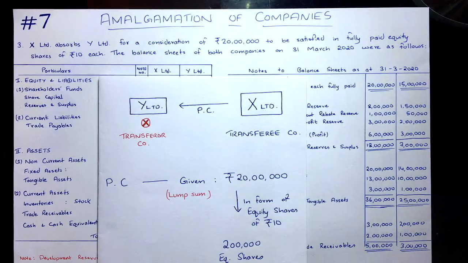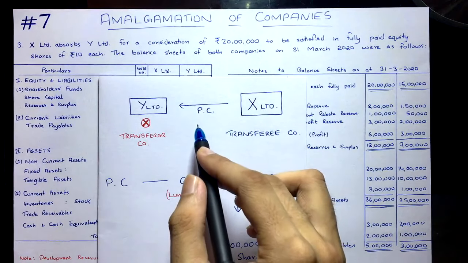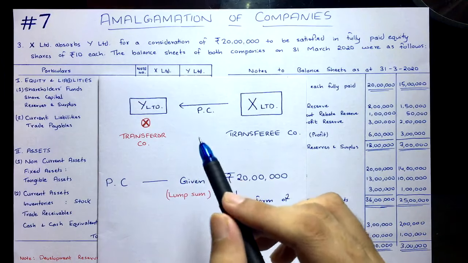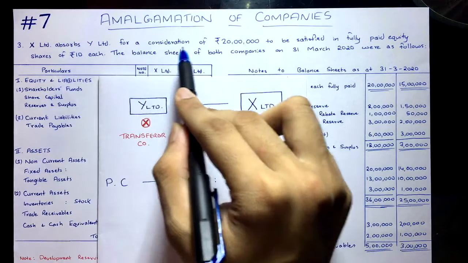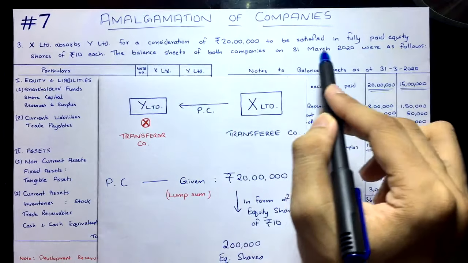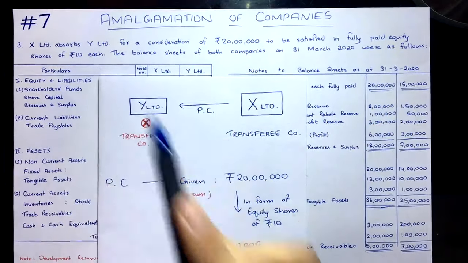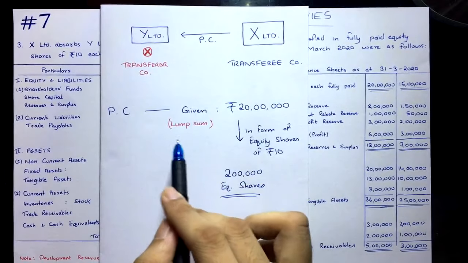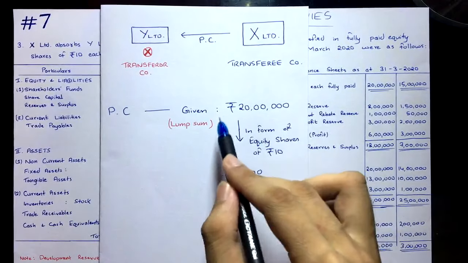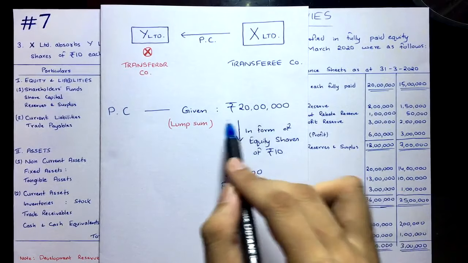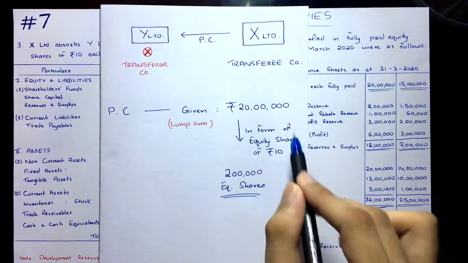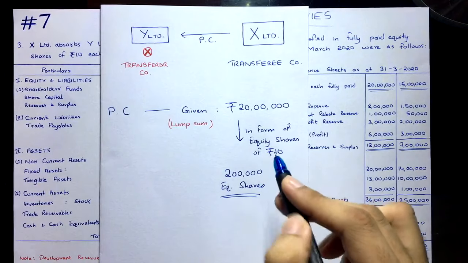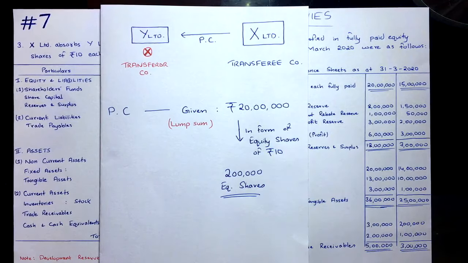And this X Limited will be the Transferee Company, and X Limited has to pay purchase consideration to Y Limited. Do we have to calculate PC in this question? No, the purchase consideration is already given here: a consideration of rupees 20 lakh to be satisfied in fully paid equity shares of rupees 10 each. So this is the lump sum method. The PC is already given in the question. Lump sum, it is paid at once. 20 lakh, but it will be paid in the form of equity shares of rupees 10. Discharge of PC: how will it be paid? It will be paid in the form of equity shares.